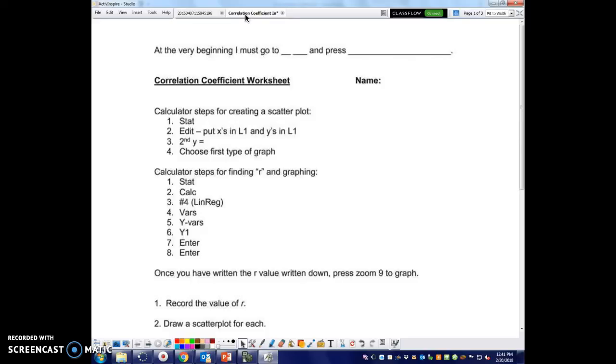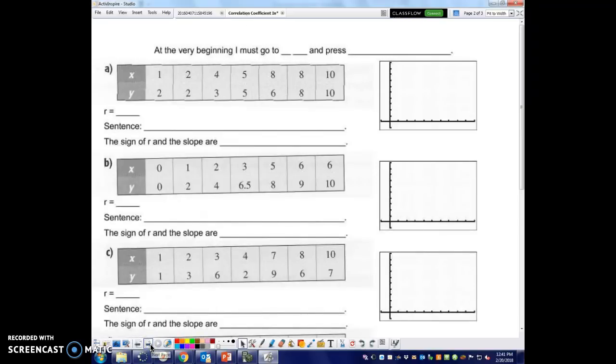I'm going to go ahead and do some examples with you as we're reading the instructions. So you be looking at your instruction sheet while I'm reading them, but I'm going to actually be on the page with the problems while you're reading the instructions. So you be on this sheet, okay? So for problem number 1, or letter A, first we need to write at the very beginning: I must go to second, 0, and press diagnostic on.